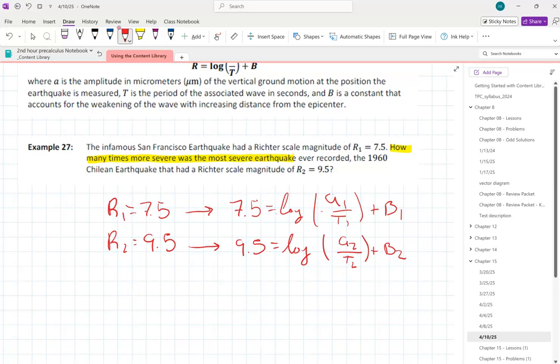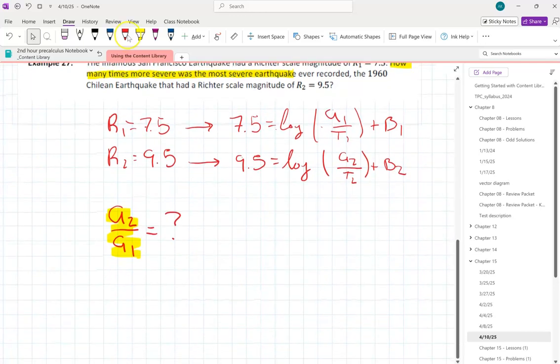So what we're looking for is what is the quotient of A2 over A1 equal? Right? That's going to tell us how many times more severe A2 was, or earthquake 2 was, than earthquake 1. Does that make sense as to what we're looking for? Notice it didn't actually ask for the severity of one earthquake or the other earthquake. It wanted a ratio of the two. So that's going to help enormously.